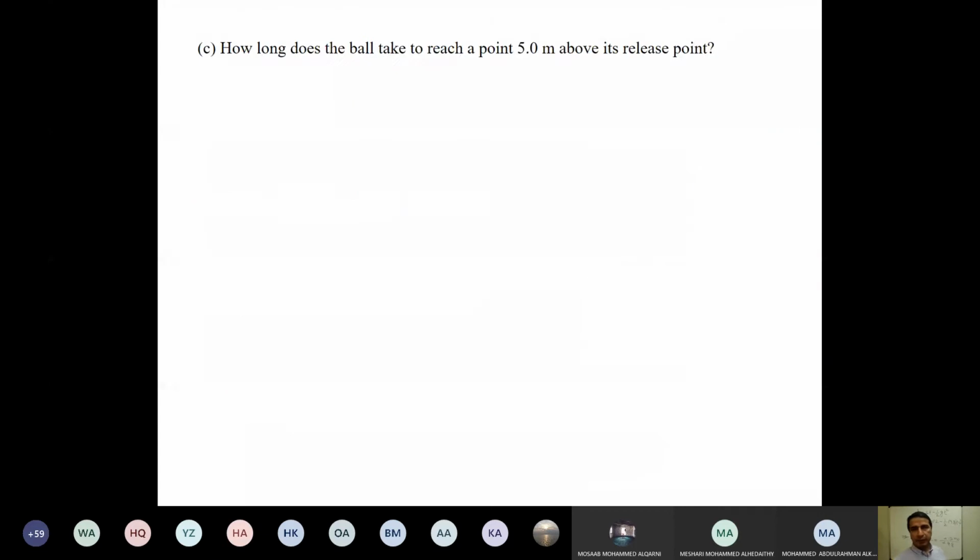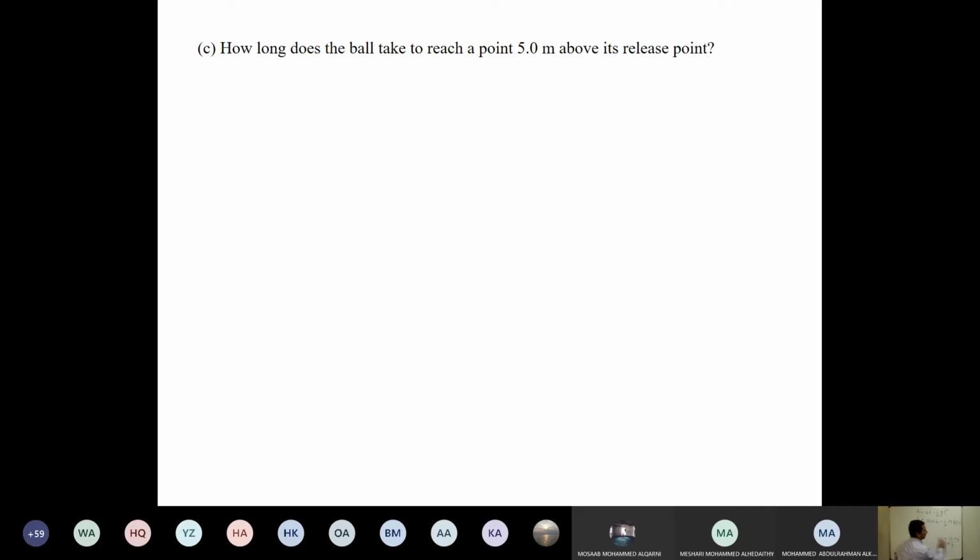Now, interesting point is, how long does the ball take to reach a point 5 meters above its release point? That is something more interesting.